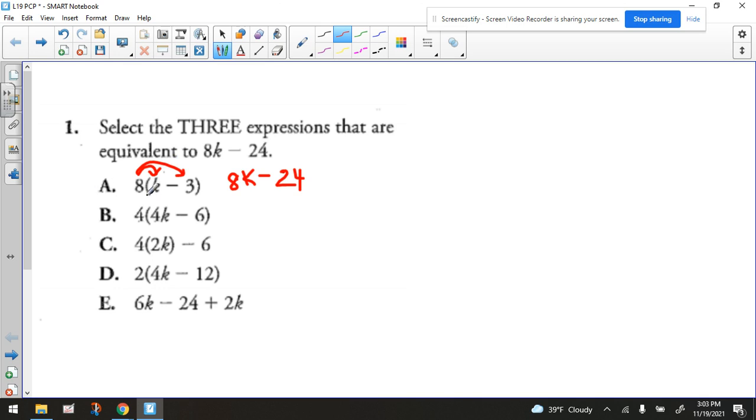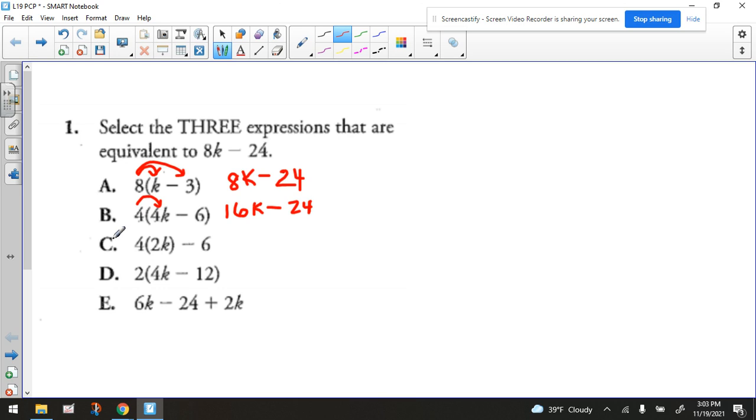Now if we do the second one down, this times this, 4 groups of 4 kites would be 16 kites. And let's bring the subtraction sign over, and if I do 4 times this, I'm going to get 24. Or another way to think of it is 4 times a negative 6, which would also be a negative 24. Now this does not match this, so you're not going to pick that one.